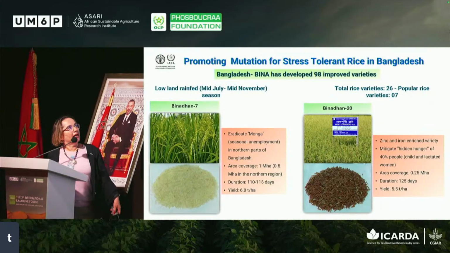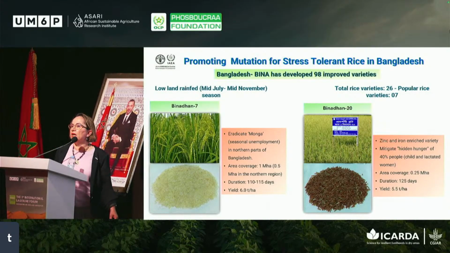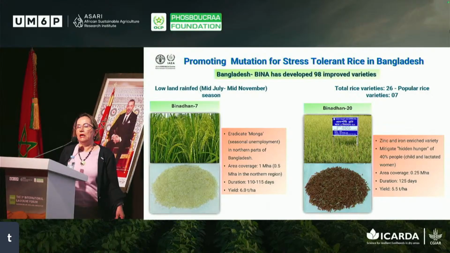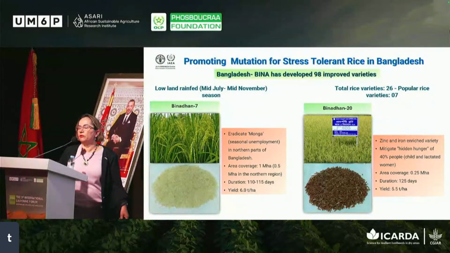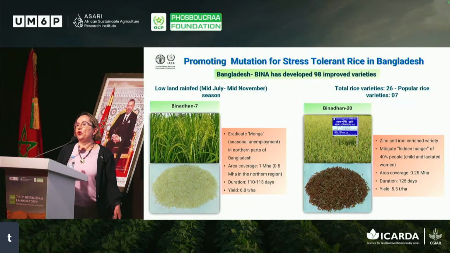And another example is from Bangladesh. Bangladesh as well, they released 98 mutant varieties, and more than 20 rice varieties are being cultivated now. And they have one season, a Manga season, and that is well known for unemployment. No crop can be cultivated, so it is a very bad season for them.